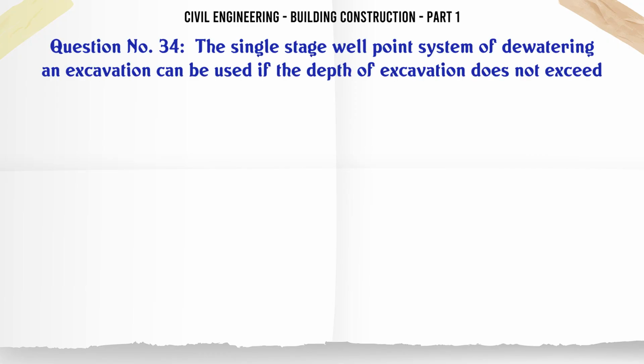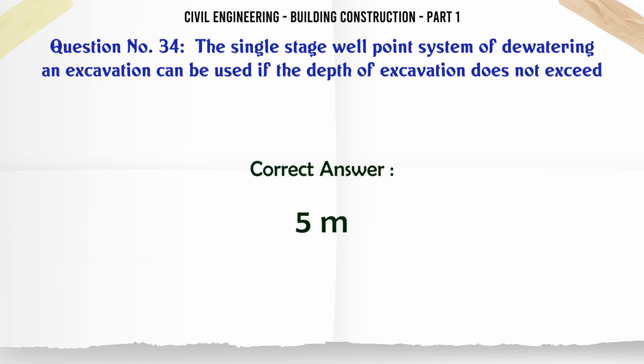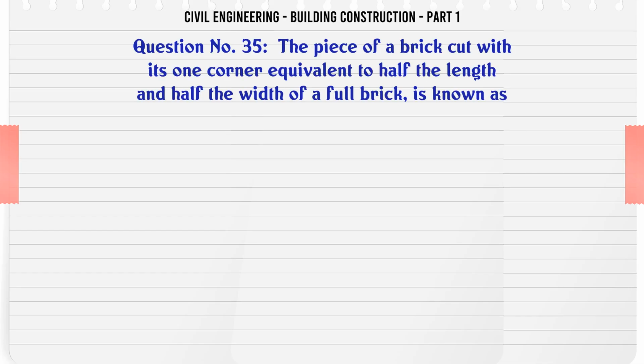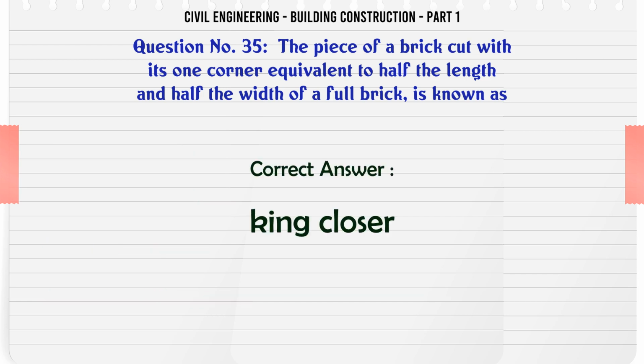The single-stage well point system of dewatering an excavation can be used if the depth of excavation does not exceed A, 5 m, B, 10 m, C, 15 m, D, 20 m. The correct answer is 5 m. The piece of a brick cut with its one corner equivalent to half the length and half the width of a full brick is known as A, queen closer, B, bevelled closer, C, king closer, D, half king closer. The correct answer is king closer.